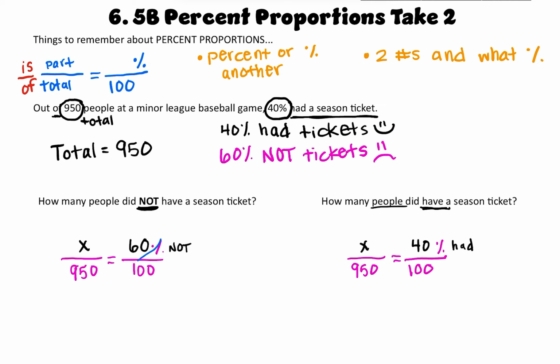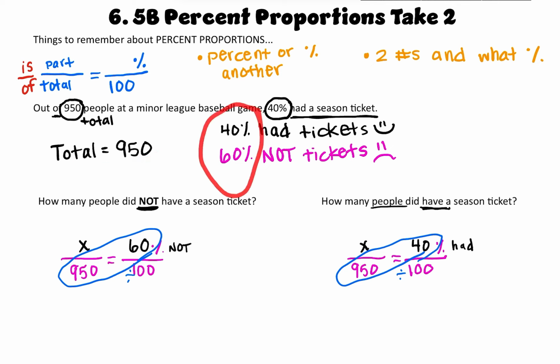On this one, we would multiply and divide by 100. On this one, same thing, we would multiply and divide by 100. So just make sure, last time, find out if it's your total or your part, and then find both pieces of your percent before you start solving.